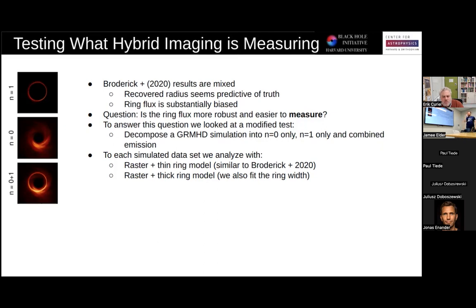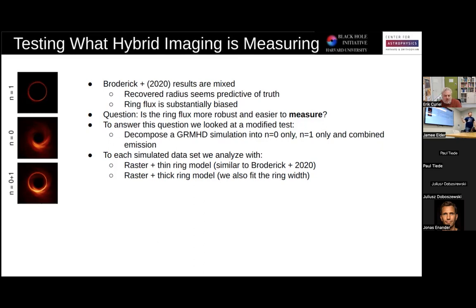To do this, the first thing we did is look at a GRMHD simulation and decompose it. We looked at a data set that was just n equals 1 emission, a data set that's just n equals 0, and then a data set that's n equals 0 and n equals 1. This lets us see what each model is keying in on when only one of these components is relevant. To each simulated data set, we fit two models: this raster plus thin ring model.